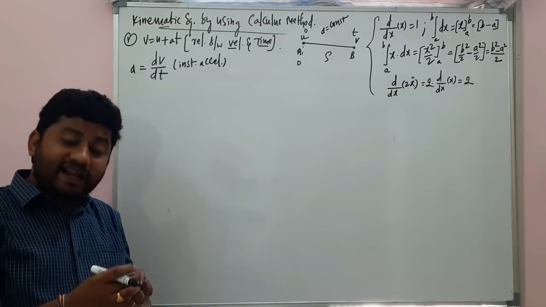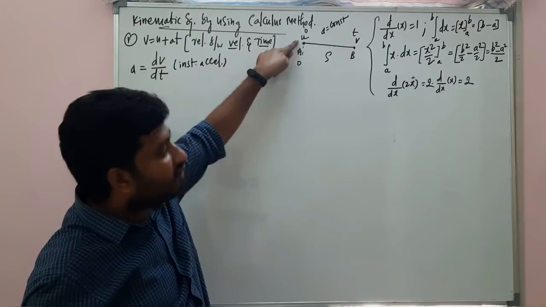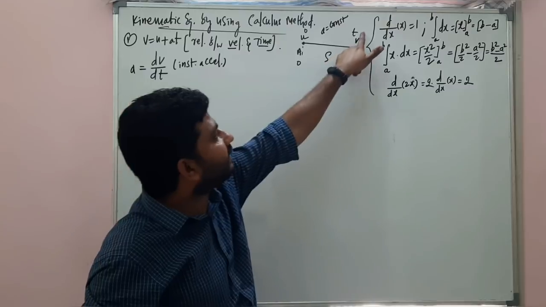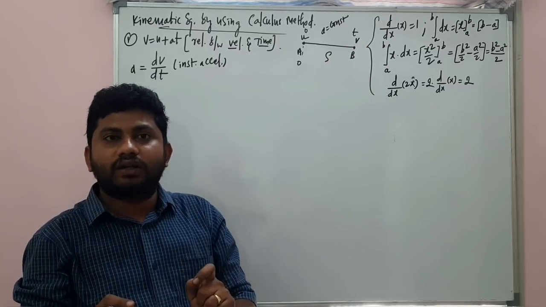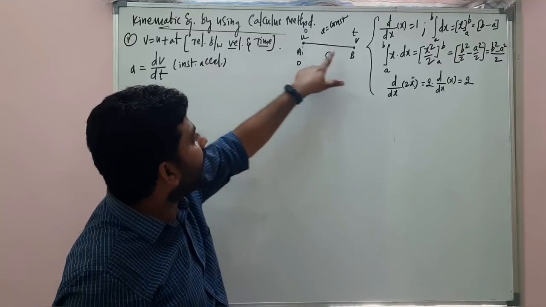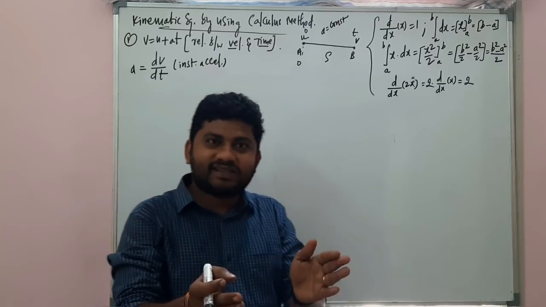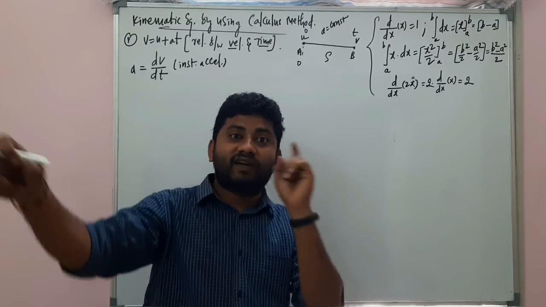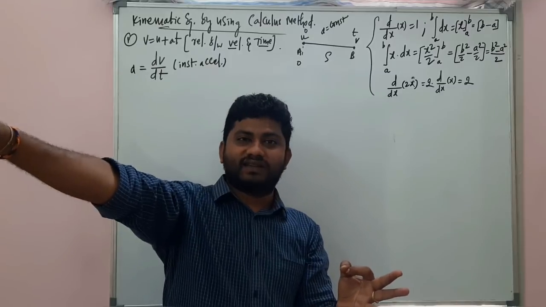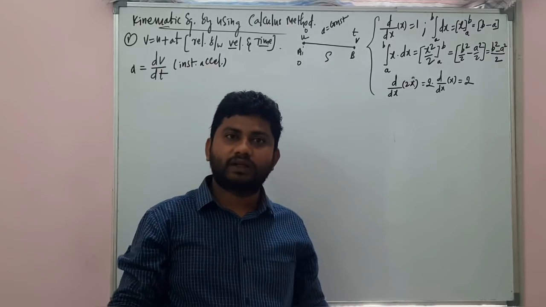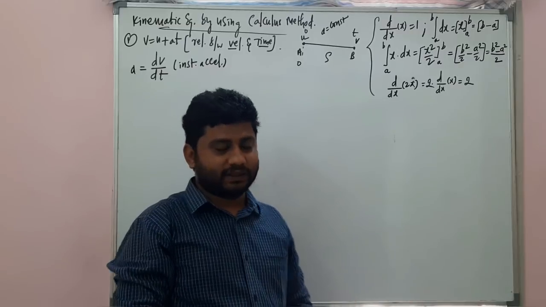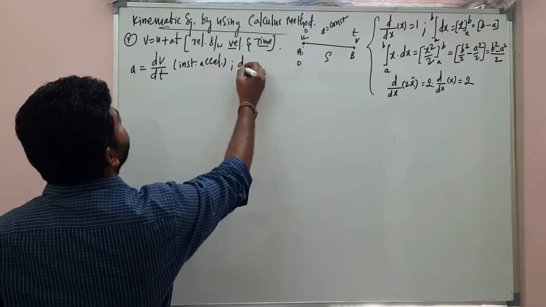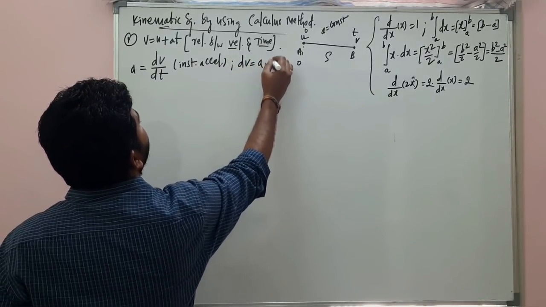There is a limit for the velocities: lower limit is u, upper limit is v. There is a limit for the time: 0 and t. There is a limit for the displacement: 0 to s. Distance traveled from 0 meters to s meters, time taken from 0 seconds to t seconds, velocities from initial velocity to the final velocity. That you should understand. Now you are ready to solve by the calculus method. Acceleration is dv by dt. From here I can write dv is equal to a dt.